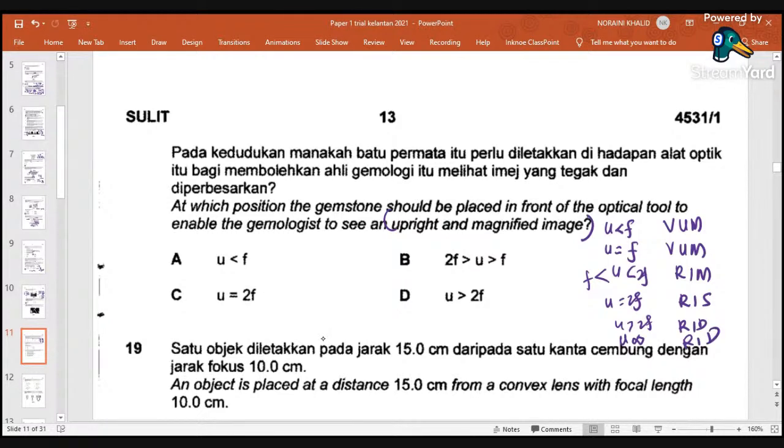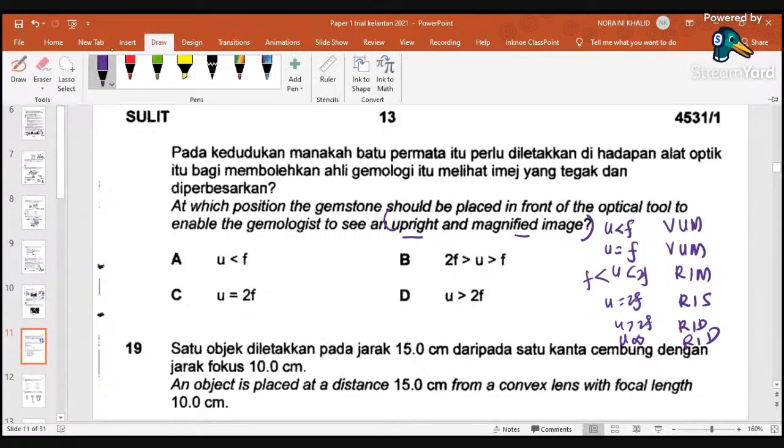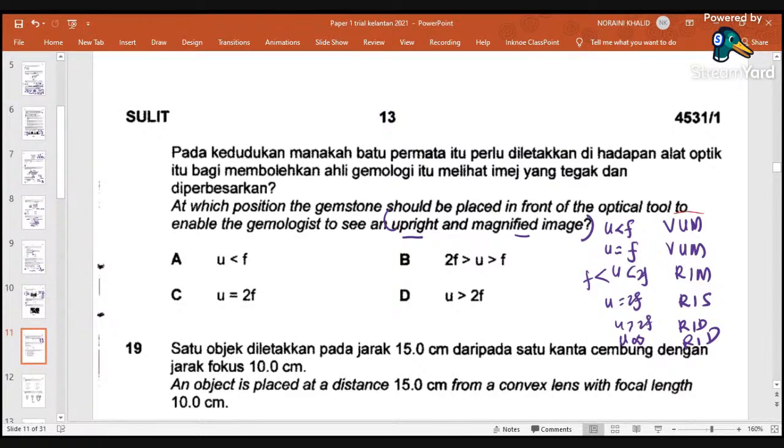Okay. So the case to produce upright and magnified, we just have these two distances only. Virtual, upright, magnified. So either U less than F or U equals F. So from the answer choices, we need to choose A. So U less than F will produce virtual, upright, magnified. Okay, the rest are all real.